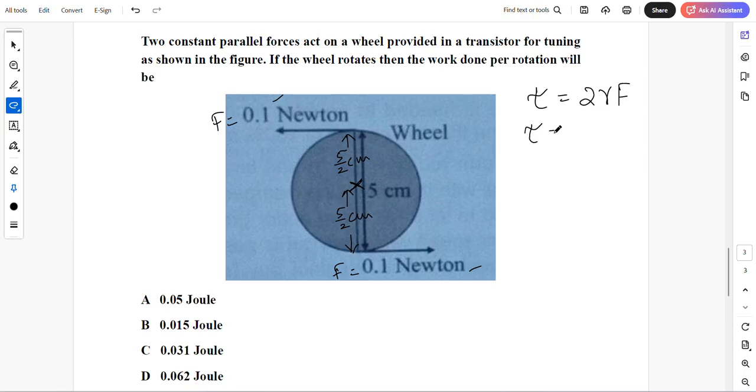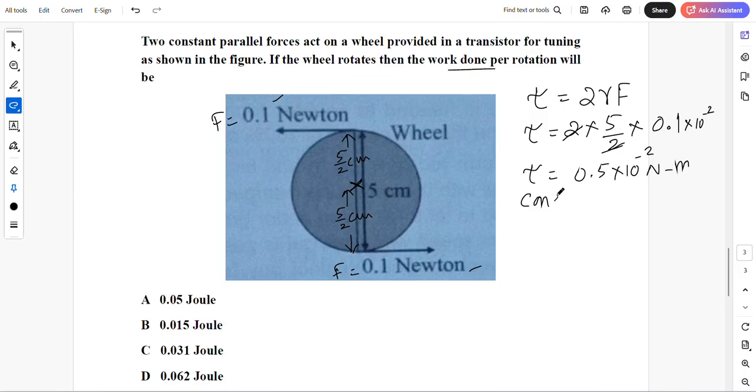Anyway, tau is equal to 2 into R, which is 5 by 2, into the force, how much is the force? 0.1. You are supposed to convert this into meters, that is into 10 power minus 2. Hope you understood. Tau is equal to, 2 gets cancelled, 0.5 into 10 power minus 2 Newton meter I got. What you are supposed to calculate? If the wheel rotates, then the work done. Torque is constant.